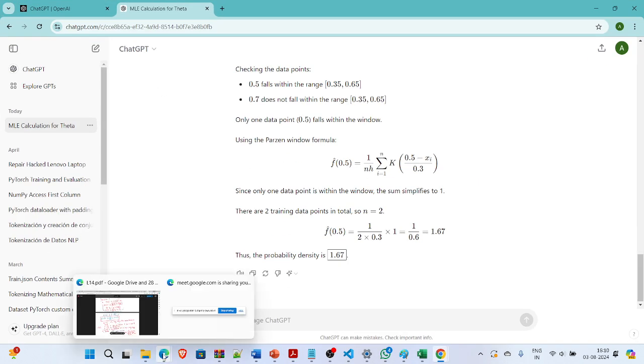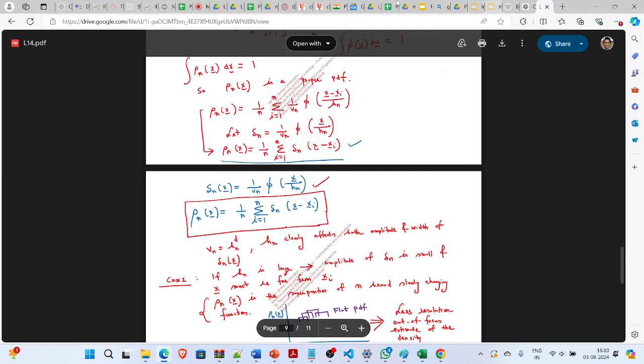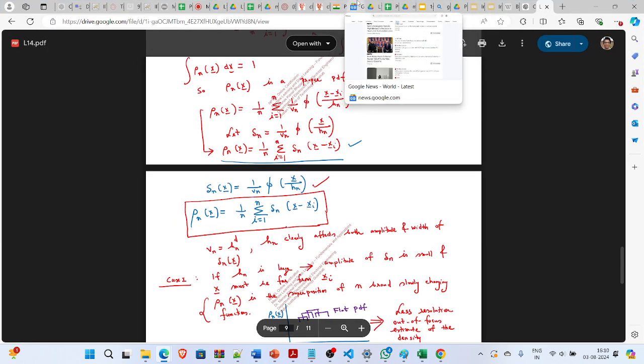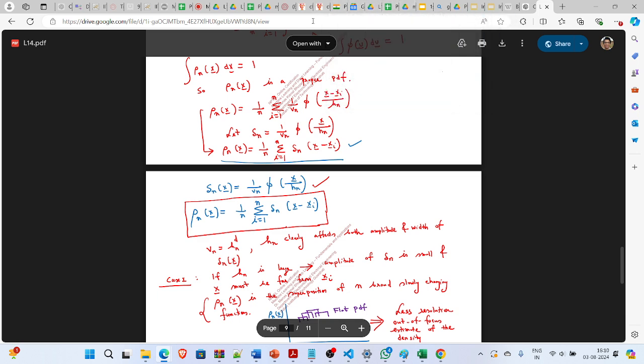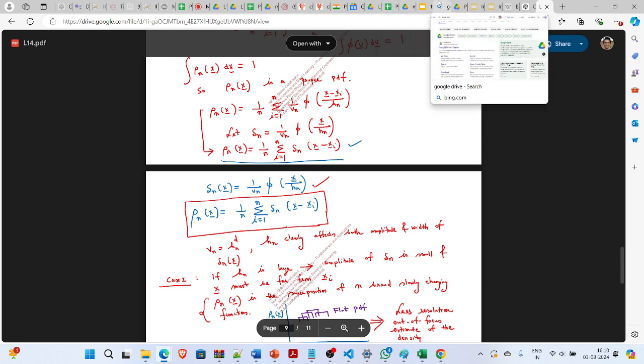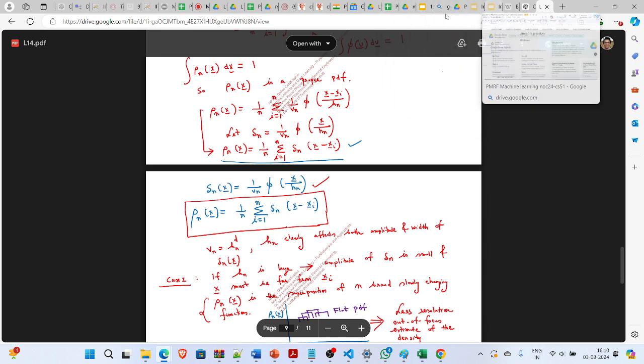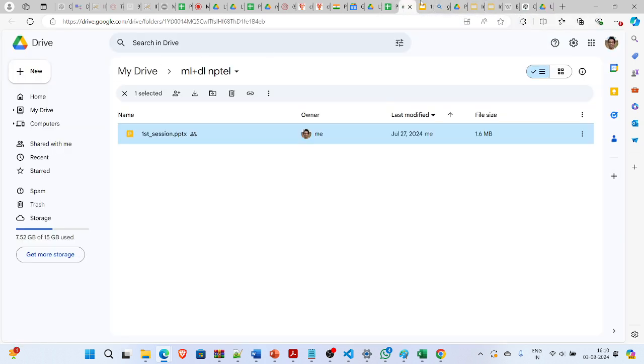Acha. Let's see. So what you're saying is, if we go there, I have so many tabs open. It's confusing. Which is the one? I think this is the one. No.